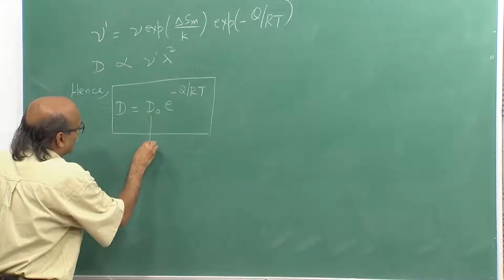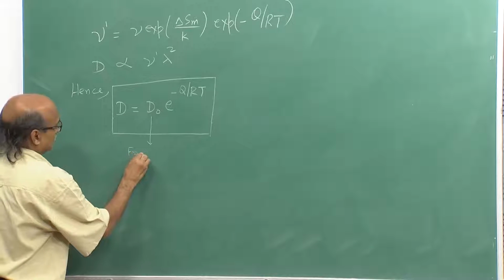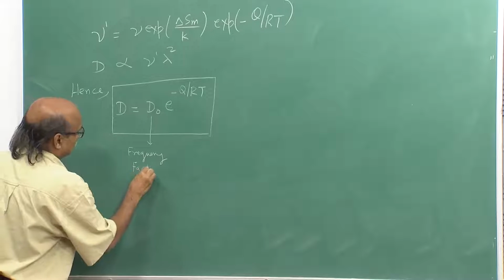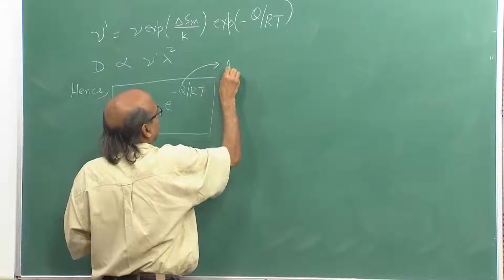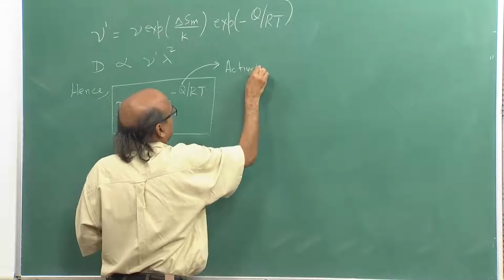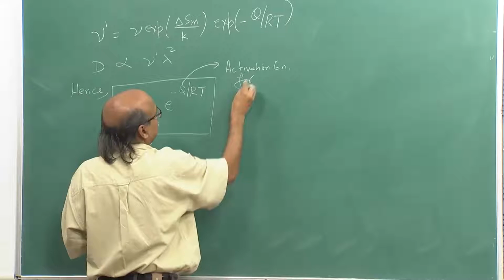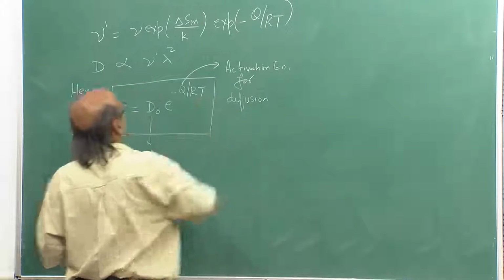Here D0 is also termed as the frequency factor. And Q is called the activation energy for diffusion.